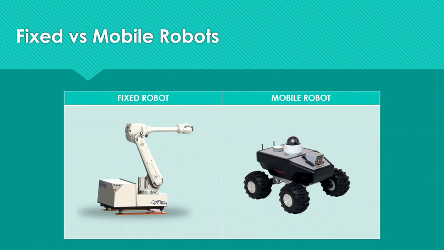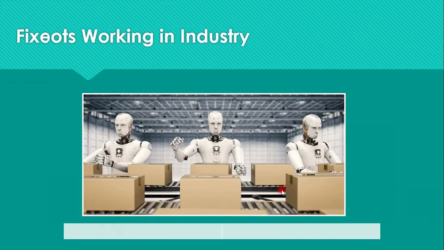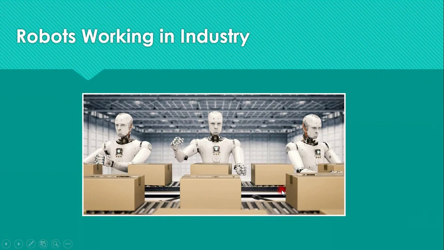Now, we can also classify the robots on the basis of movement and position, like fixed and mobile robots. Fixed robots, as the name suggests, cannot move from one place to another and do their job from a fixed position, while mobile robots have tracks or wheels attached to them and could easily move from one place to another. Now, this is the image that shows robots working in an industry and how they help a company in growing its profit and sales.